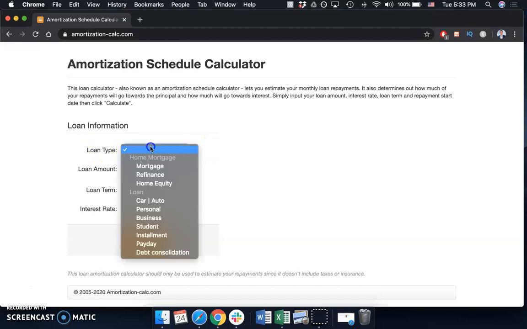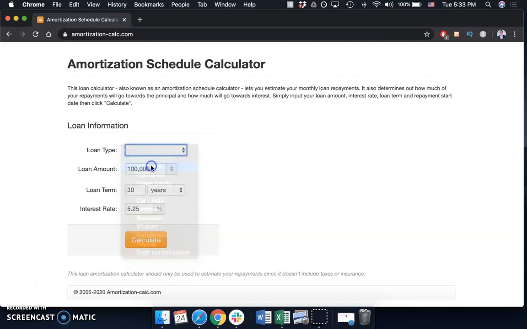Okay, so first we're going to go to loan type. It doesn't really matter. They all get paid down the same way, but I'm just going to click mortgage because that's what we get for investment properties. And we're just going to walk through a couple different scenarios here. So let's use a round number of $100,000, a loan term of 20 years, and a flat 5% interest rate. So we're going to type in mortgage, loan amount 100,000, loan term 20 years, and interest rate 5%.